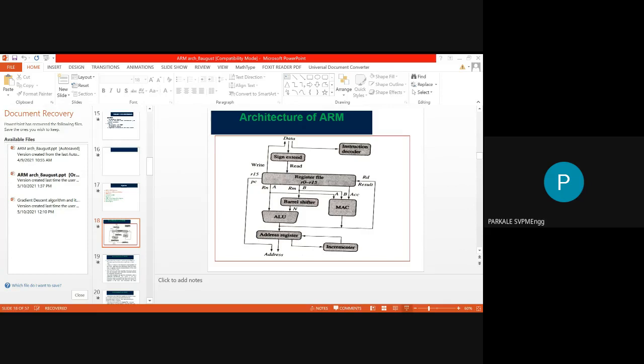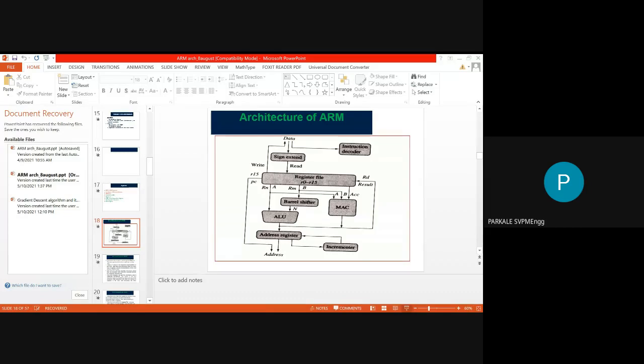What is the use of registers? The registers are used to store data temporarily. That is the use of the registers. Next are Rn and Rm. These are called source registers, Rn and Rm, and these are connected to bus A and bus B. This particular one is called bus A, and this one is called bus B.